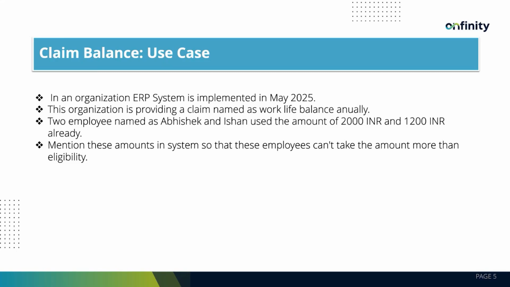The ERP system was implemented in May 2025. The organization offers an annual claim benefit called Work-Life Balance. Two employees, Abhishek and Ishan, have already utilized INR 2,000 and INR 1,200 respectively. These amounts need to be recorded in the system to ensure that they do not exceed the defined eligibility.